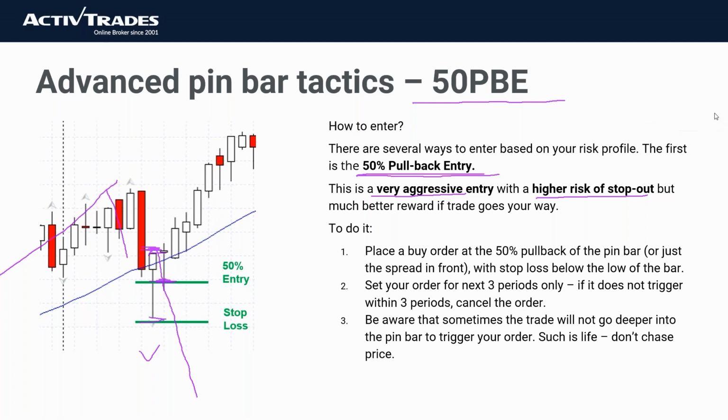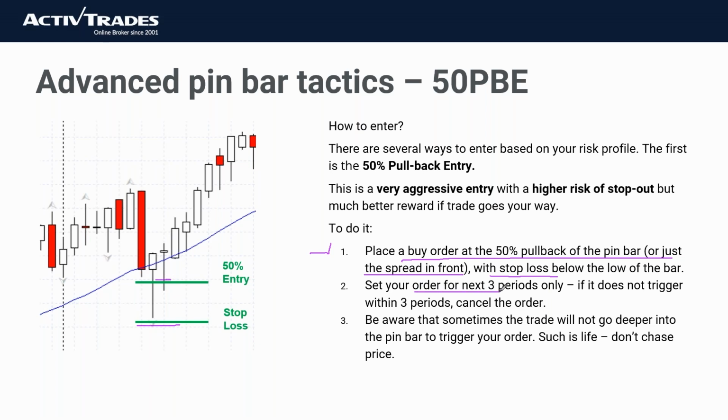There is no reward without risk. But what we want to be able to do is work with it. So for a long order, you'll be placing a buy order at 50% of the pin bar, or I would suggest just about the spread in front of it. Never trade without a stop loss. Your stop loss should be beneath the bar. That could be between about 3 to 10 pips, depending upon the instrument you're trading and how big the spread is. Also, set your order for the next 3 periods.